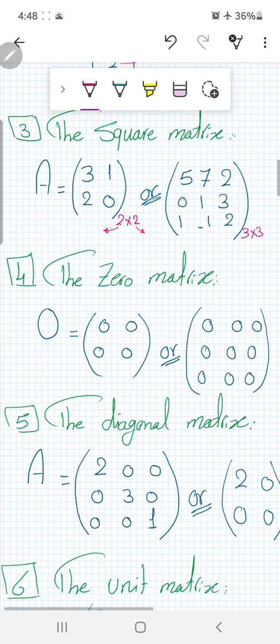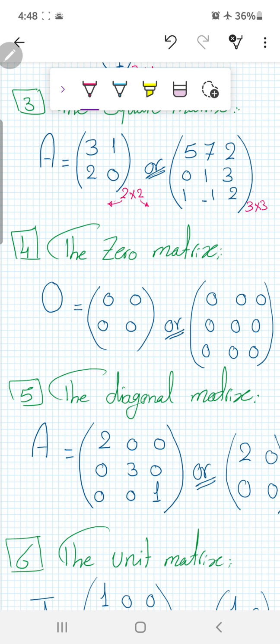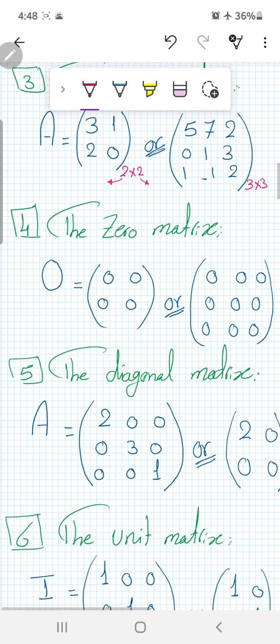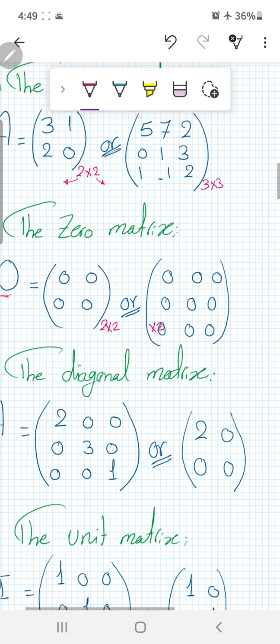Okay, the zero matrix. From its name, it's a matrix whose elements are all 0, and we denote it by capital 0. This matrix consists of any number of rows and any number of columns. Here we have 2 times 2 and here we have 3 times 3.